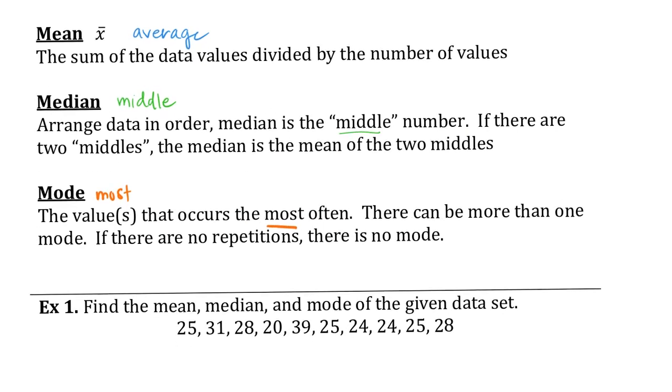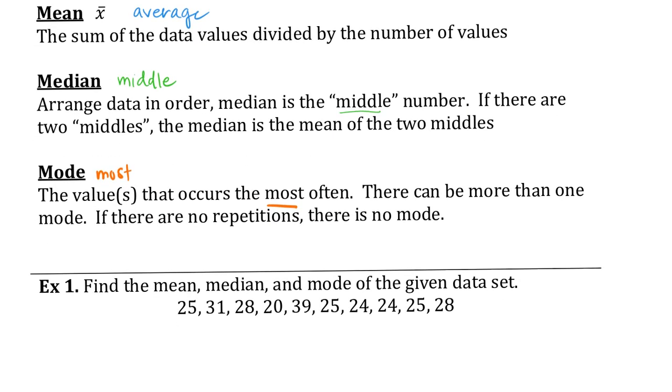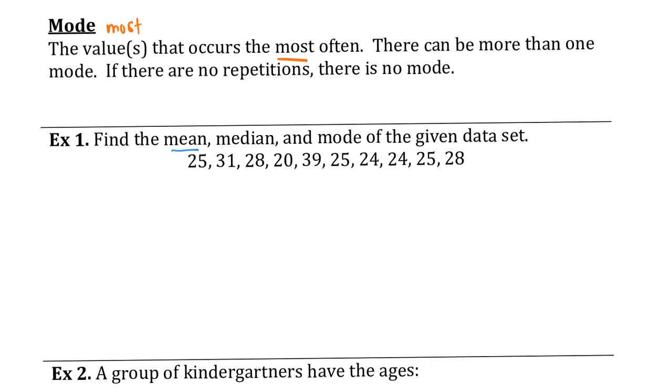For example, when it says find the mean, median, and mode of the given data set, I'm going to do the mean first. The mean says the sum of the data values, so add the data values, and then divide by the number of values. I'm going to use a little bar on top to show that I'm finding the mean. So mean equals the sum of the data values. I'm going to add up all the numbers in this giant list.